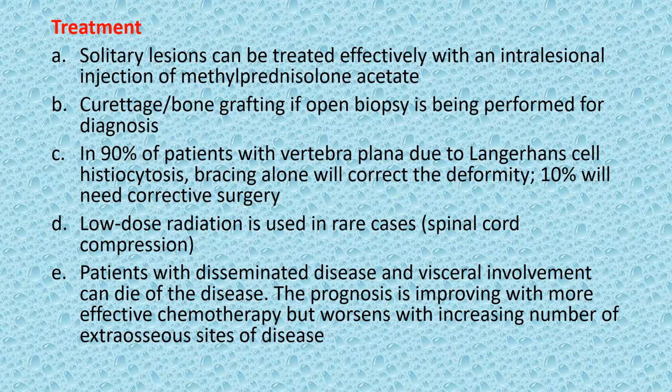Low-dose radiation is used in rare cases for lesions which are difficult to reach. Patients with disseminated disease and visceral involvement can die of the disease. The prognosis is improving with more effective chemotherapy like vinblastine, but worsens with increasing number of extraosseous sites of disease.